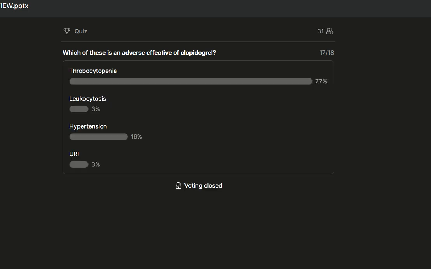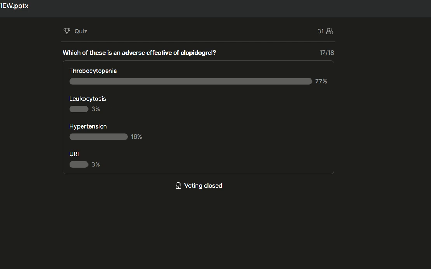Okay, cool. So clopidogrel, adverse effect. First of all, what drug class is clopidogrel in? That is my platelet inhibitor. So would a platelet inhibitor give me URI, upper respiratory infection? No, it won't. Should it increase my blood pressure? No. All I'm doing is telling the platelets to be less sticky.